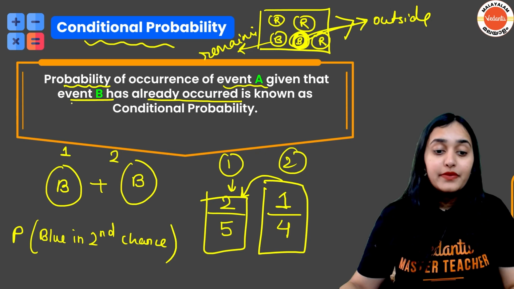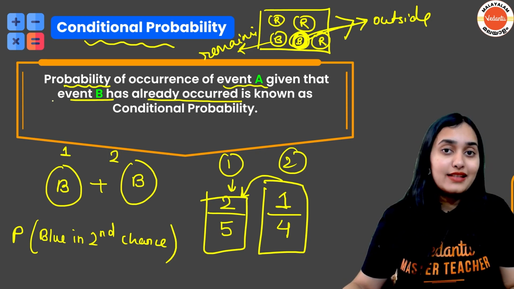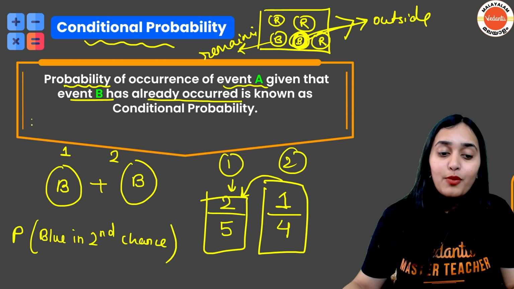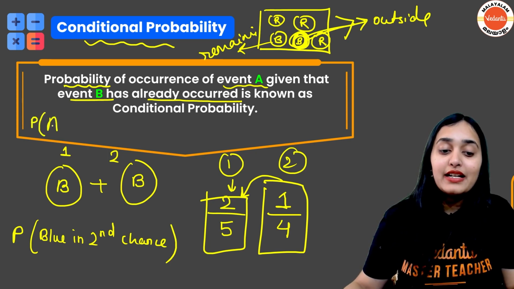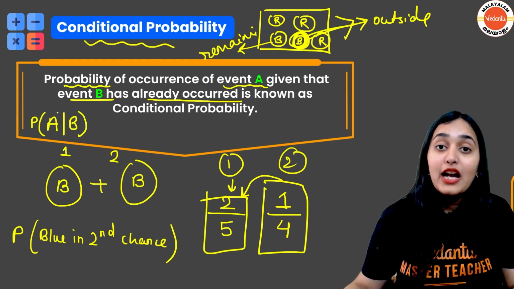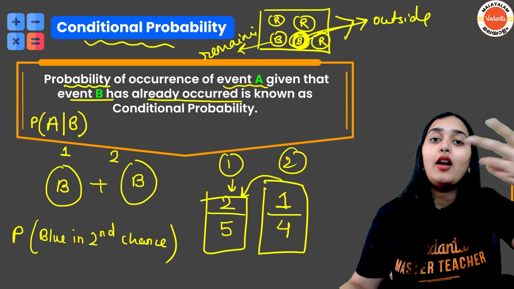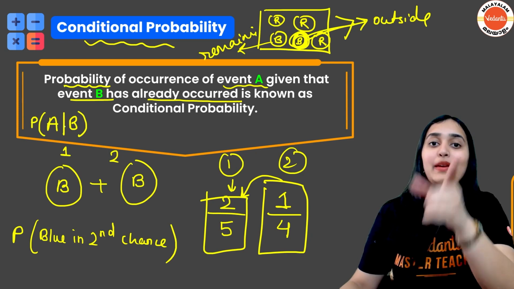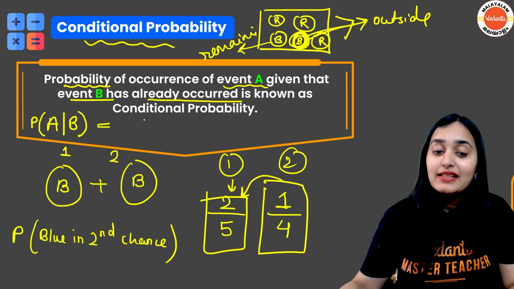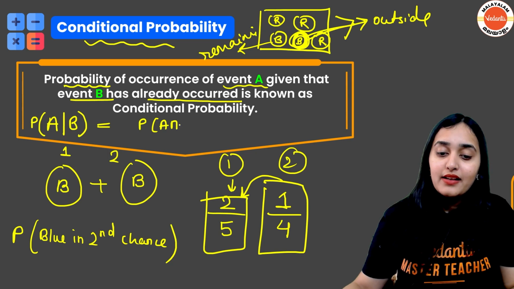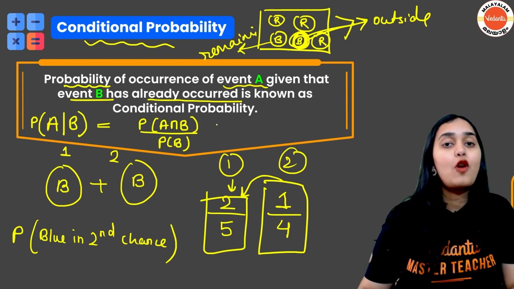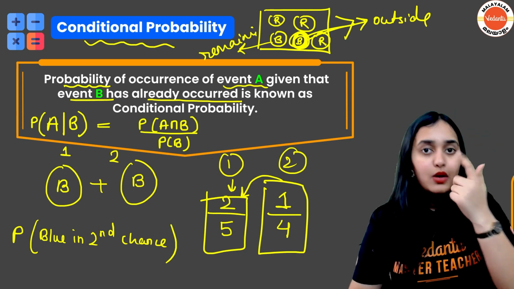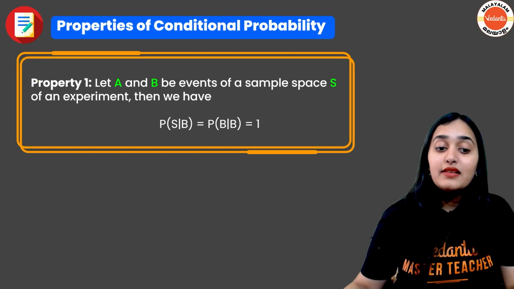I hope so. Okay. Now we have a formula for conditional probability. It says that the probability of happening of event A when event B has already happened, like taking out a blue ball when a blue ball is already taken out, is probability of A intersection B upon probability of B. This is the formula for conditional probability. Okay, we'll see questions based on that. Don't worry.